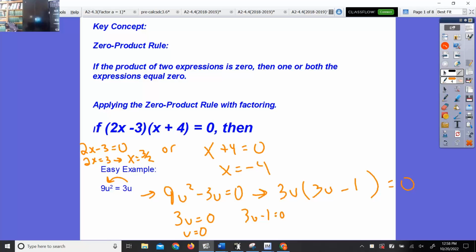If 3u minus 1 is nothing, what is the u value? It says 1/3. What did he do? Add the 1 and then divide by 3. That's not hard to do. I realize that not everybody can. So we move the 1 over. 3u is 1. Divide by the 3, and u is 1/3. So there's our two u values. We're either 0 or 1/3.